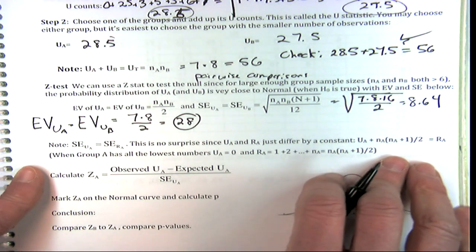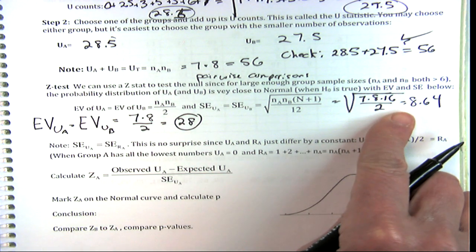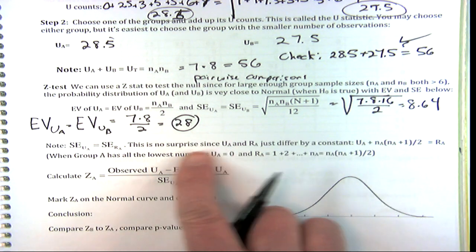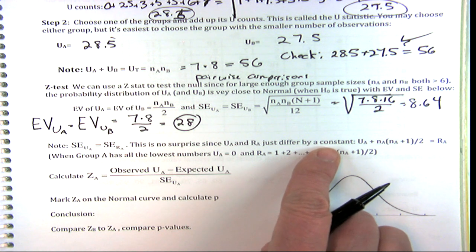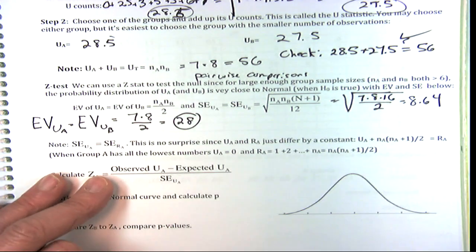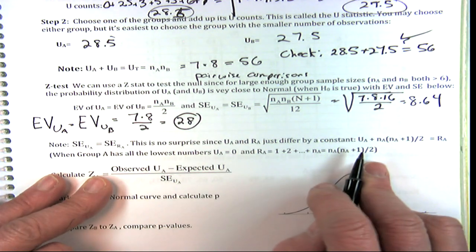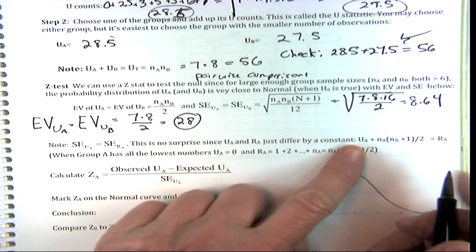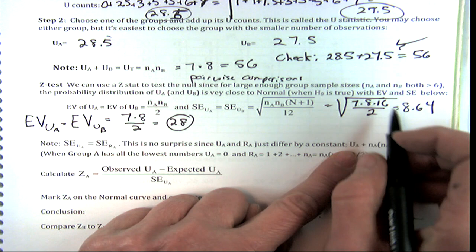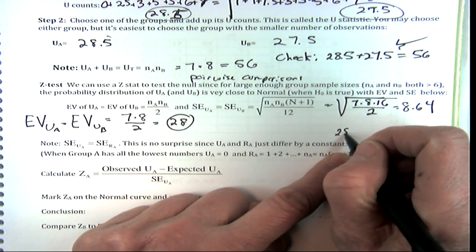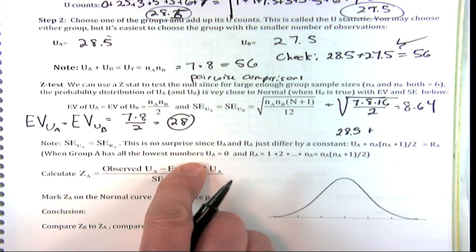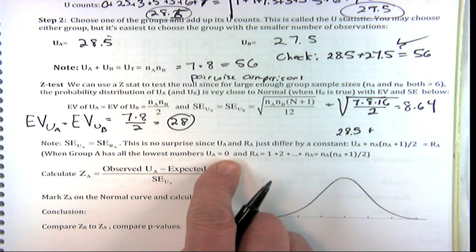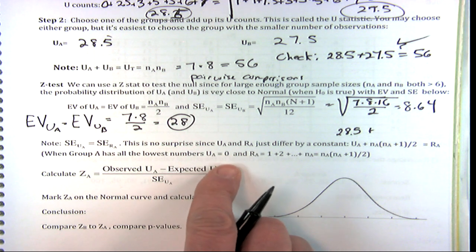All right, so it's no surprise that this is the same because they just differ by a constant. Remember how I told you that most people figure out the rank sum, then there's a formula to get the other one. They don't use this simple formula, but you can see that they just differ by a constant. You can see, for example, that UA was, in this case, 28.5. And the constant, think of it, when group A has all the lowest numbers, then UA is equal to 0.